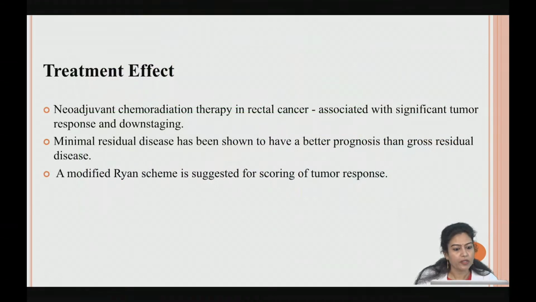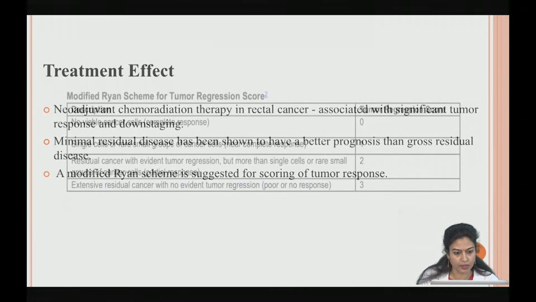Now, treatment effect. Neoadjuvant chemoradiation is now being used for most of the colorectal cancers, and this is required for significant tumor response and downstaging of the tumor. Minimal residual disease has been shown to have a better prognosis than gross residual disease. When we get the specimens post-treatment, we have to employ the modified Ryan scheme for assessing the tumor response.